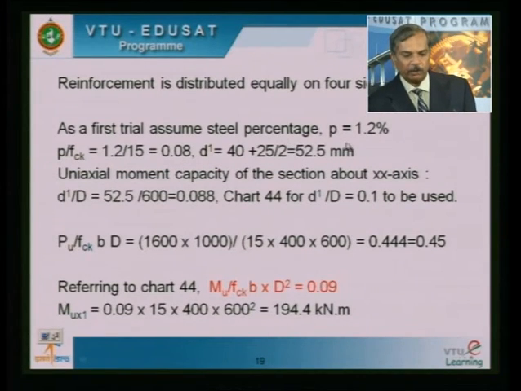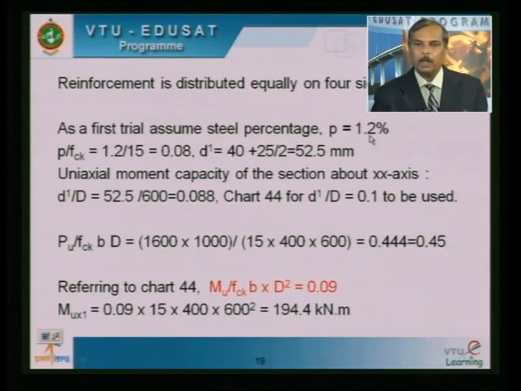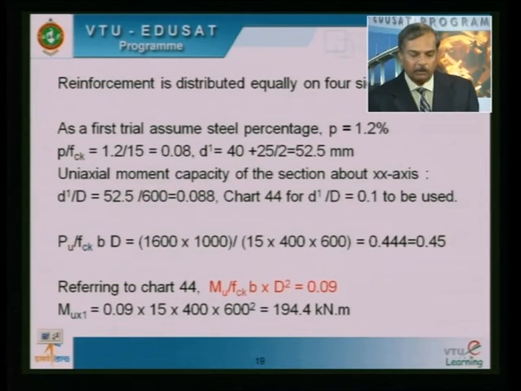The first trial section with a percentage of steel is roughly about 1.2. In fact, this is the problem worked out in SP16. The same problem I have taken because most of you have this SP16, so that you can go through that problem and appreciate. After I explain this problem, if you just go through that problem, probably in just one glance, you can feel the importance of the problem and you get the confidence for working out other problems.